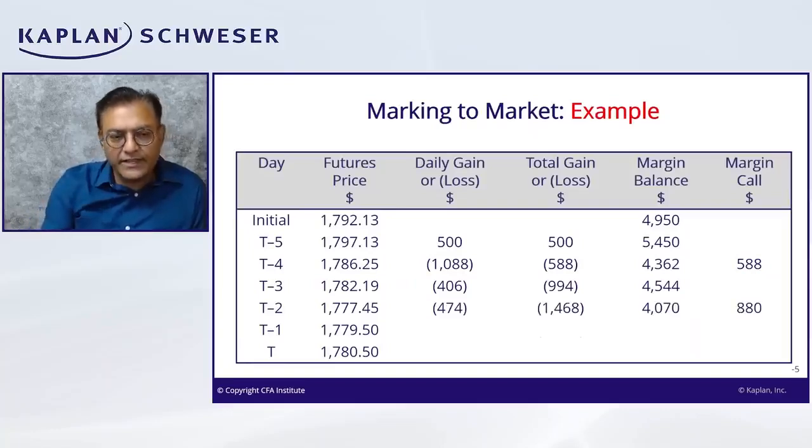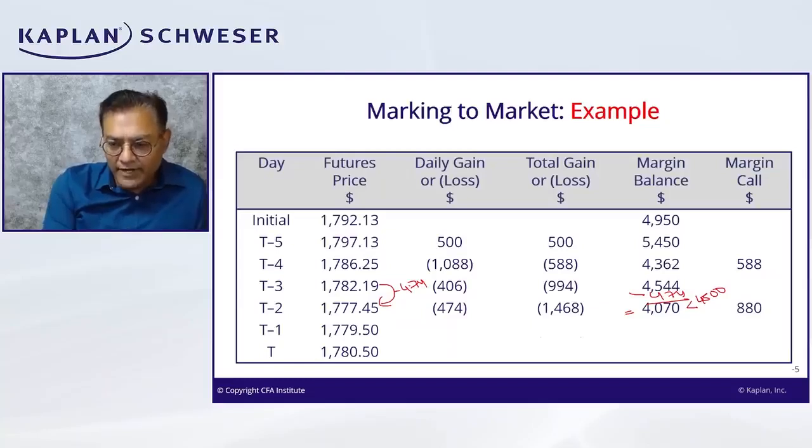We move on to the next day, and now you have a drop of, again, $4.74, or a loss of 474 for 100 ounces. That is subtracted from my margin account, and we get a value of 4,070, which is less than my minimum margin requirement. So there is a margin call, a variation margin necessary to bring it back to 4,950. So after depositing that $880 extra, I'm back to 4,950.